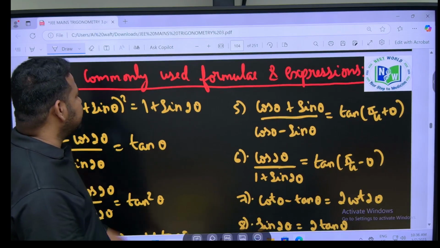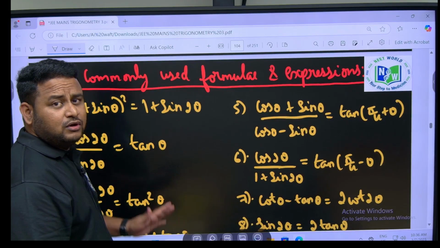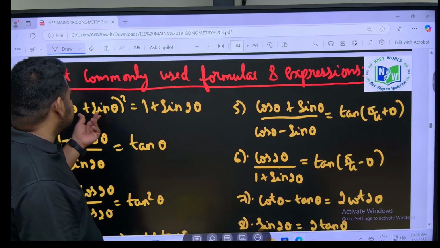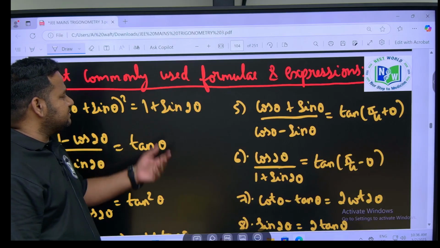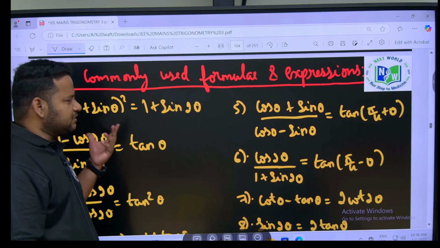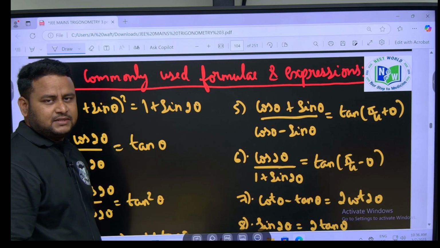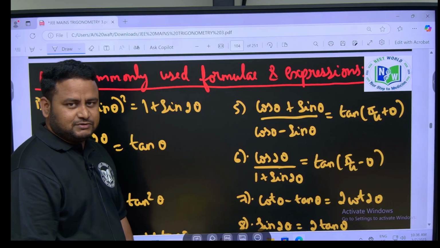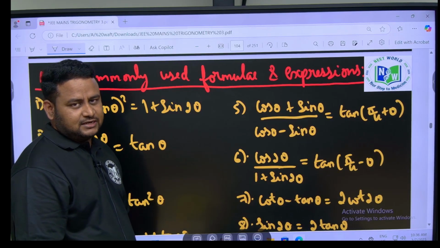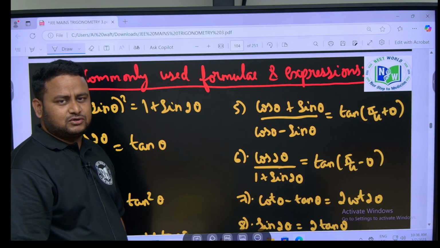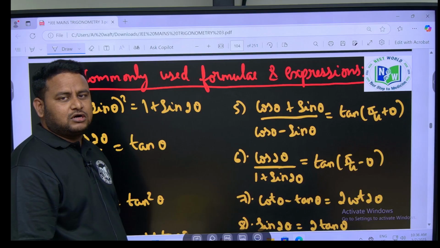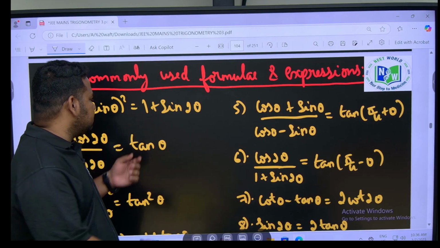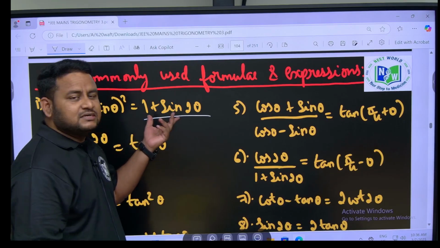Now some other important results and expressions which you definitely have to remember. It is given that (cos theta plus sin theta) whole square is equal to 1 plus sin 2 theta. How did we get this? (cos theta plus sin theta) whole square is nothing but (A plus B) whole square. If you expand, you will get cos square theta plus sin square theta plus 2 sin theta cos theta. But we know that cos square theta plus sin square theta is equal to 1, and 2 sin theta cos theta is nothing but sin 2 theta. So that is what we wrote: 1 plus sin 2 theta.